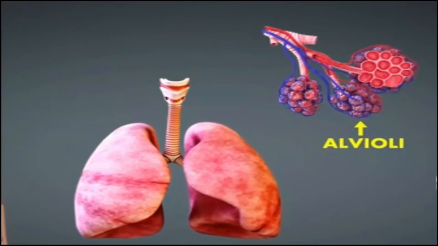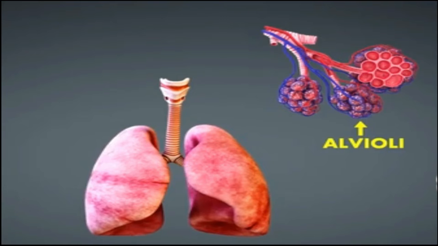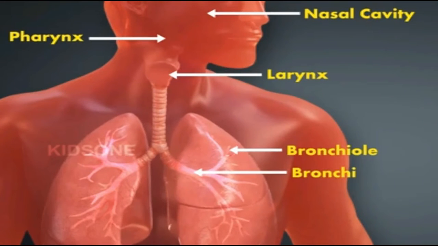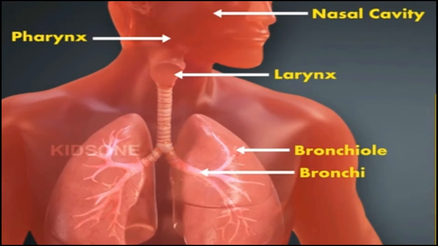So now here we can see the alveoli and the structures. Okay, the nasal cavity, pharynx, larynx, bronchiole, bronchi. All these are the conducting zone, and in the respiratory zone we can see the alveolar duct and the respiratory bronchioles, alveoli and all. So exchange of the oxygen and the carbon dioxide is taking place inside the lungs.